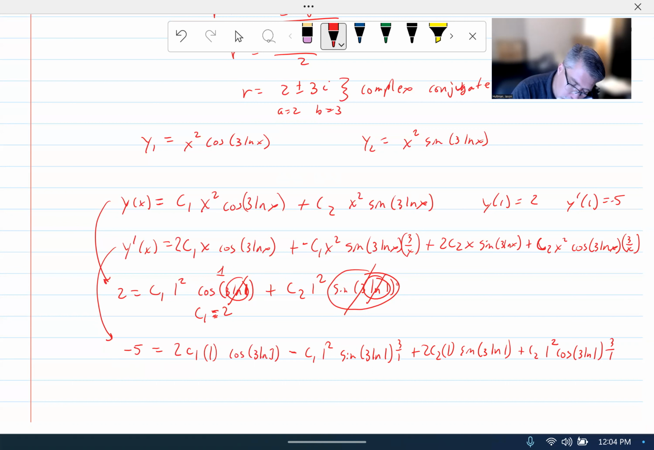Okay, so the sines go away, everything's going to go to 0 there. The cosines survive. The natural log of 1 is 0, the cosine goes to 1. And so I'm left with negative 5 is equal to 2C1 plus 3C2.